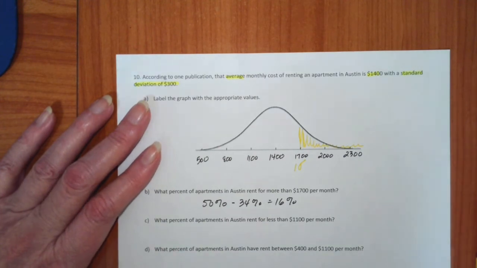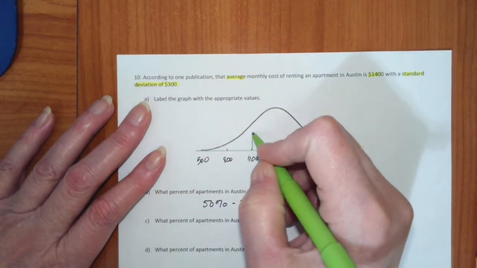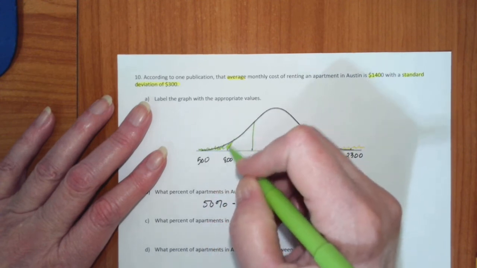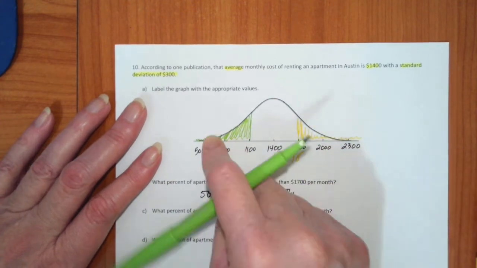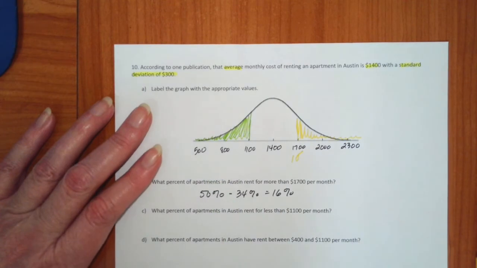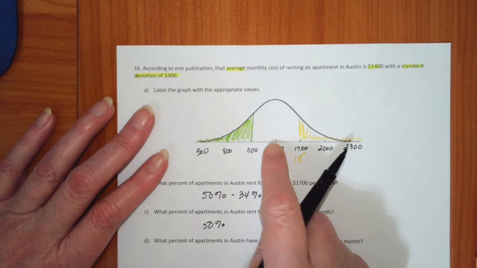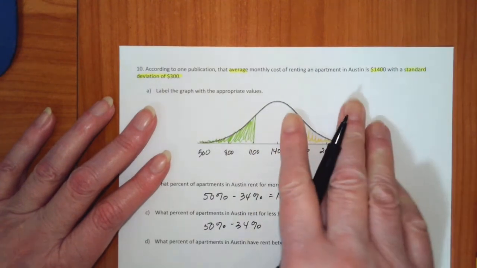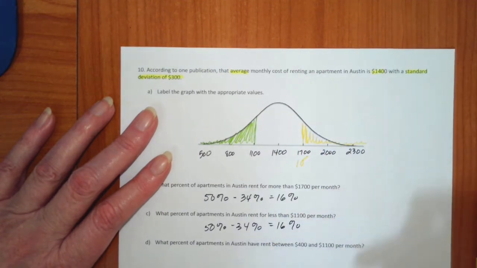What rents for less than 1,100? Well, this is one standard deviation to the left. Notice the size and shape of this is exactly the same as over here. It's just on the other side. From here to the left is 50%. We're going to subtract out the 34%. That is one standard deviation to the left. And again, we get 16%.